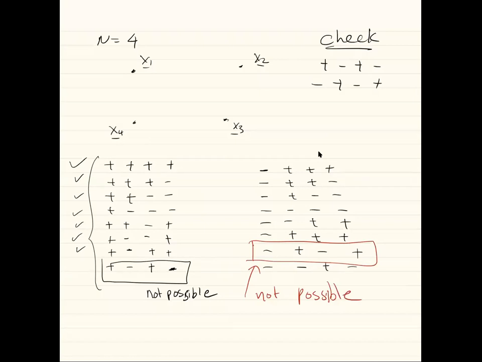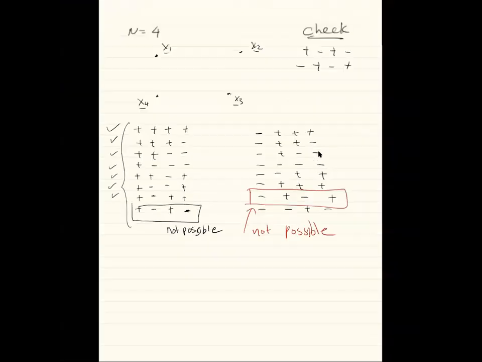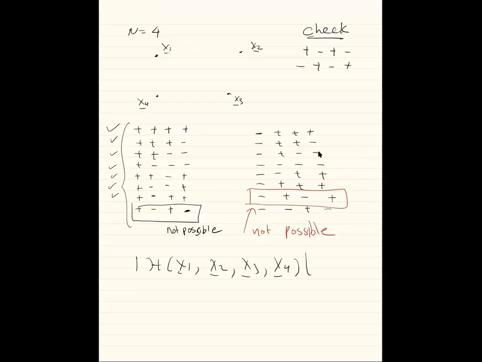Okay, so in this case, what you can show is that the size of H of x1, x2, x3, x4 is going to be 14. So you cannot realize all 16 dichotomy vectors when there are 4 points. You can have at most 14 vectors. So this is the example of what the dichotomy set is for linear classification. The next definition is that of a growth function.